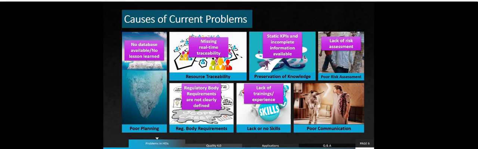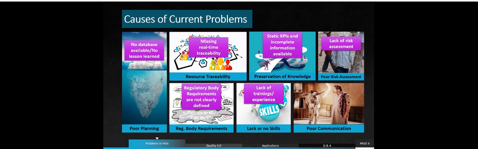Okay. The next problem is resource traceability, and what are the causes of this? We don't have real-time traceability of the resources: where the equipment is, whether this person is on vacation, or whether he is available or not. So this is also another issue. Regulatory body requirements keep on changing, and they are not very clearly defined, and we cannot tap them. This is also a very major problem. Basically, regulatory body requirements are not very clearly defined. They are not specific. They are very generic in nature.